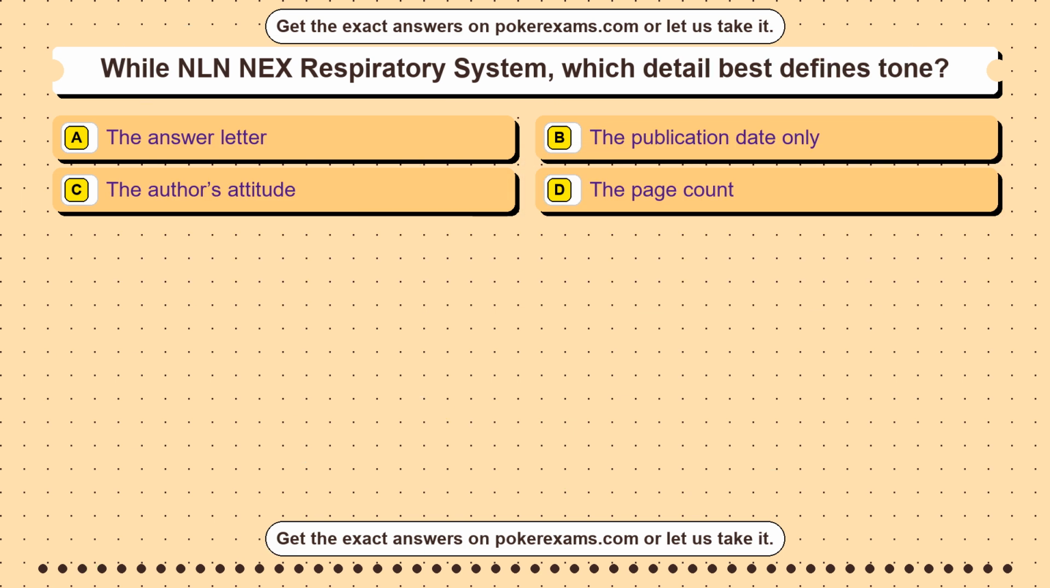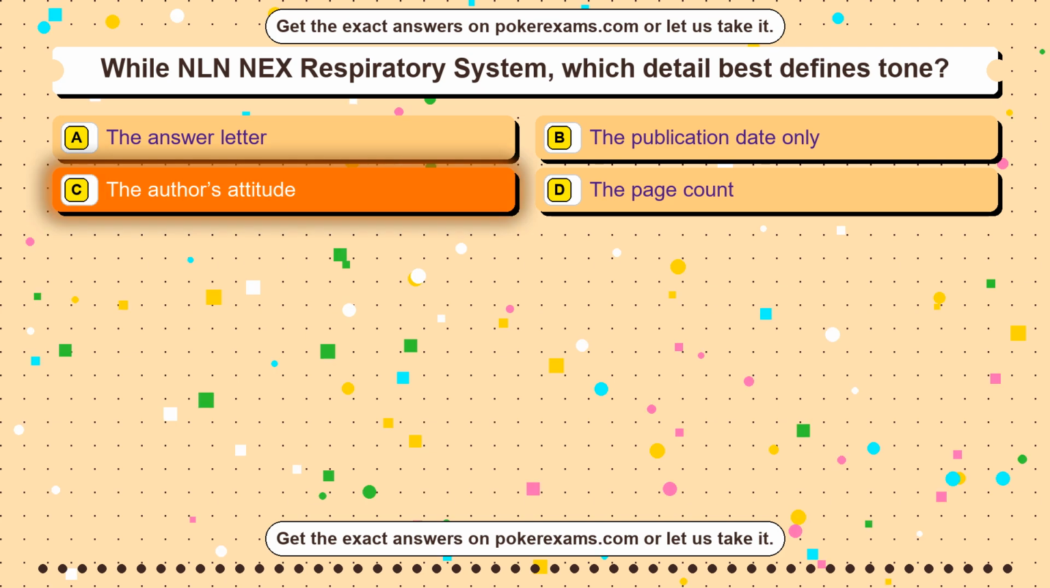Question 27. While GED reading comprehension practice, which paragraph part usually introduces the main point? Option A, footnote. Option B, page number. Option C, topic sentence. Option D, citation page. The correct answer is option C.